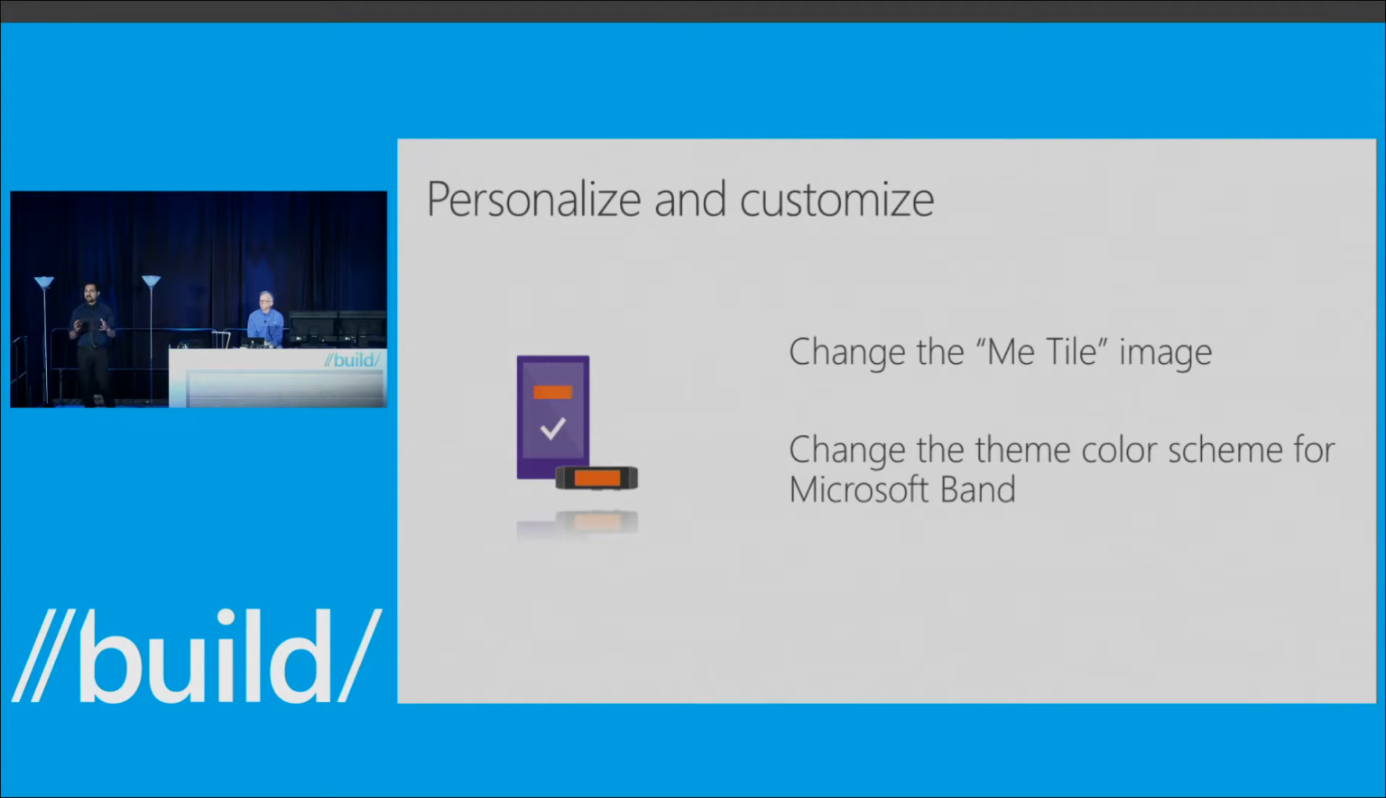Okay, so that was creating tiles and creating buttons and getting interactive stuff back from the Microsoft Band. A couple of things that we didn't talk about today in the interest of time while talking about the SDK is the Microsoft Band SDK also allows you to personalize and customize the Microsoft Band. The couple of things that we do allow you to customize are the MeTile image and the theme color for the Microsoft Band scheme. What is the MeTile?